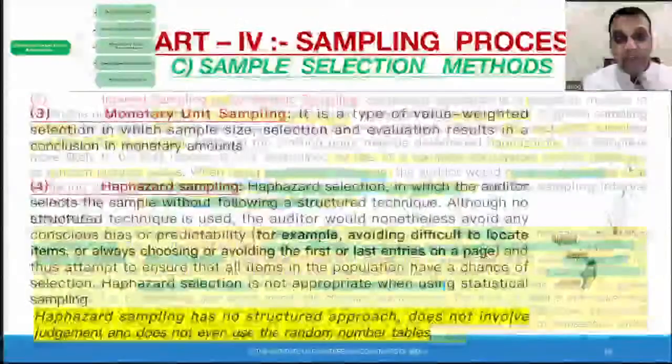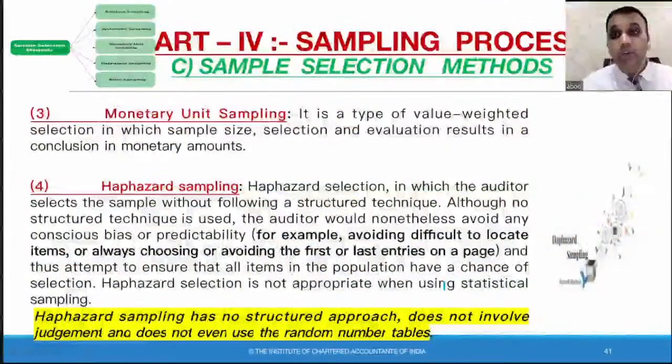Next, monetary unit sampling, value weighted. Someone asked me about value weighted. So I told I'd give you the example of ABC analysis on the basis of monetary values. See, if I divide my debtor balances below 5 lakh, above 5 lakh, and I say I'll check only above 5 lakh balances and not below 5 lakh, that is monetary unit sampling.